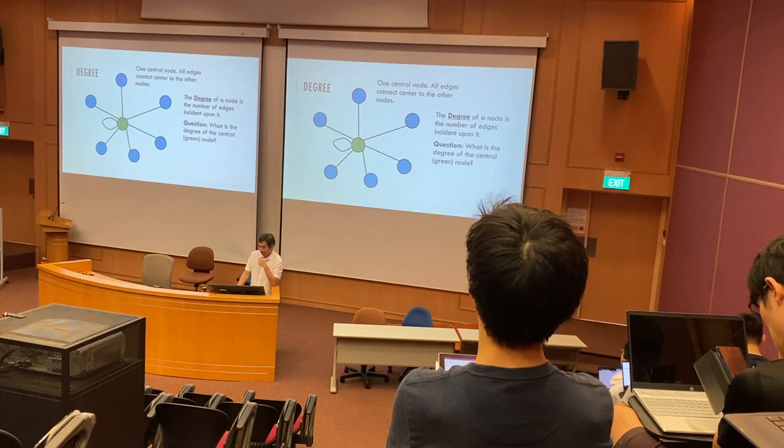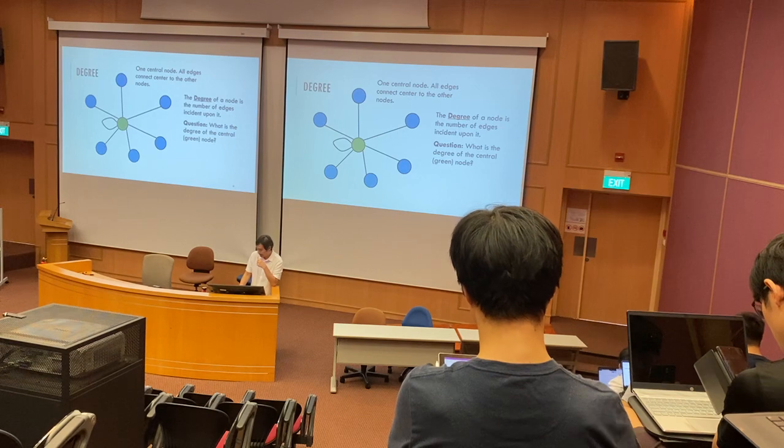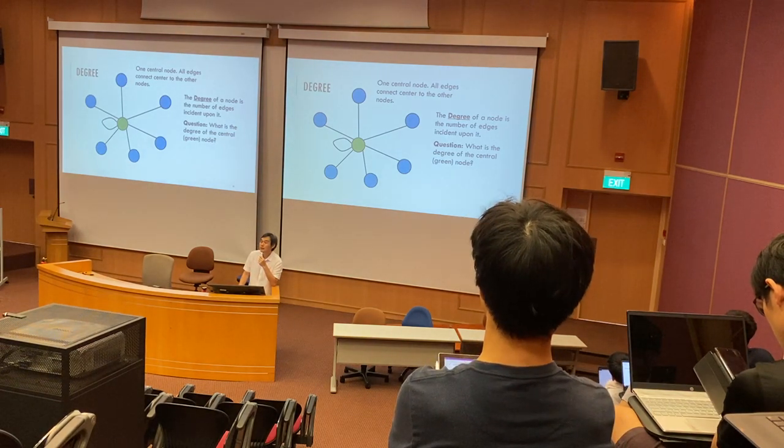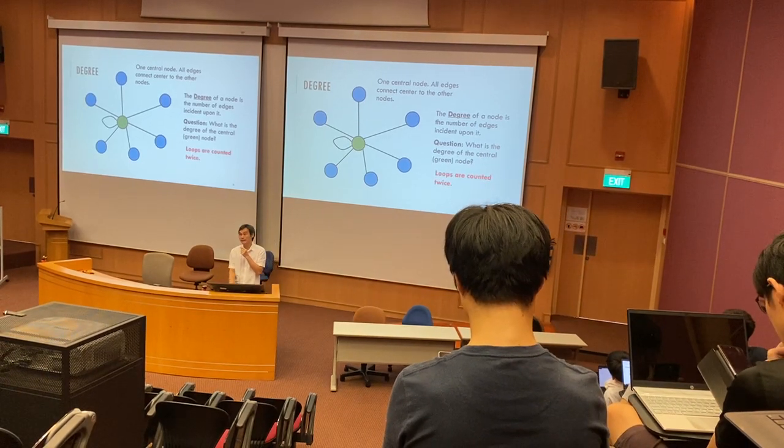So what happens if you have a self-loop? Remember I said no self-loops, but this is okay. Let's say I have a self-loop here. What is the degree of the central node? What do you think? 8. That's right, it's 8, because loops are counted twice.